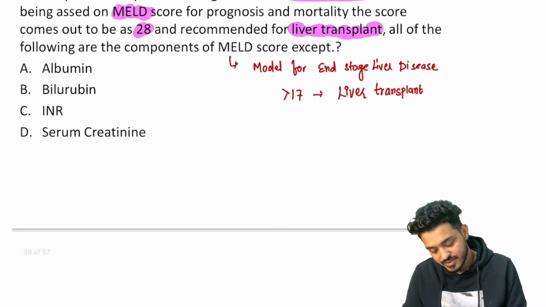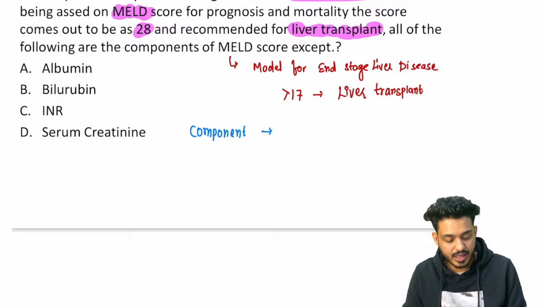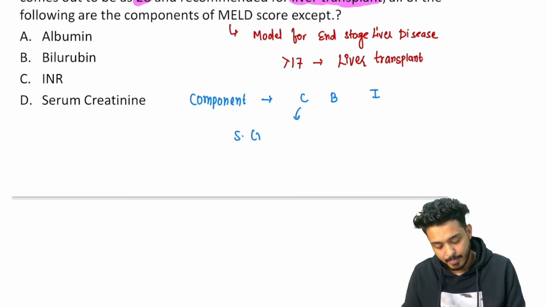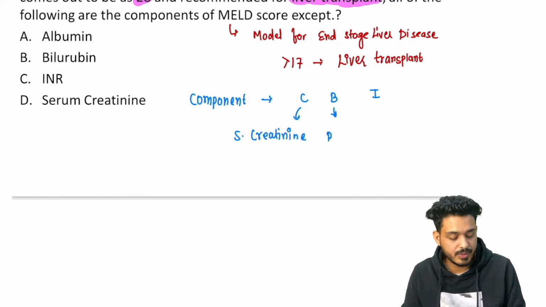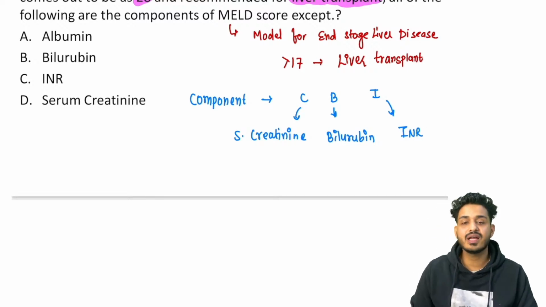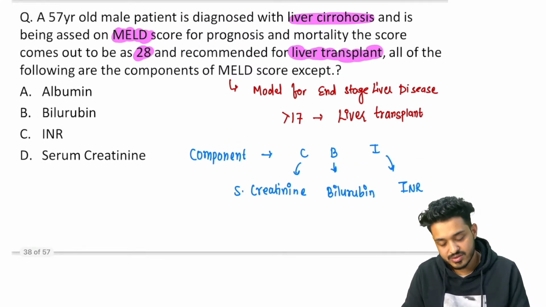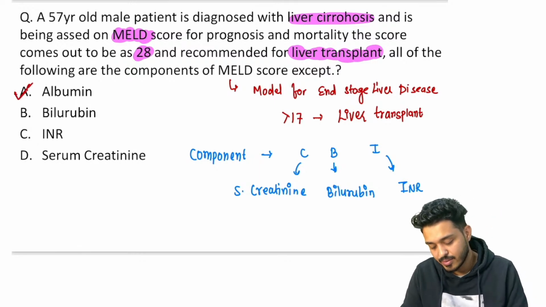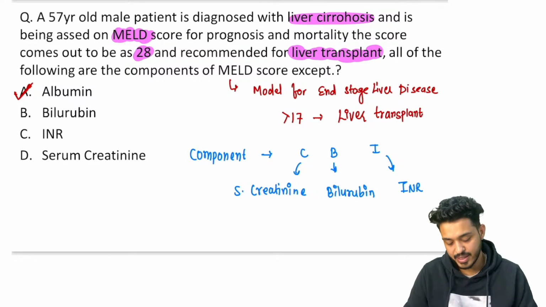What are the components of this MELD score? Simple mnemonic याद रखो, CBI. What are the three things? We are having serum creatinine. We are having B for bilirubin. And we are having I for INR, right? So which one is not the component of this particular MELD score? That is going to be albumin, it is not a component. So the answer in this particular case will be albumin.